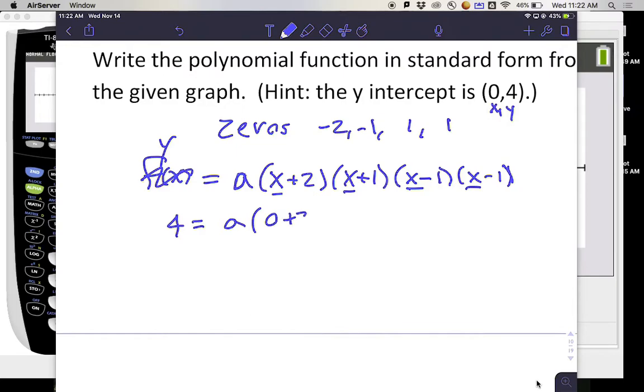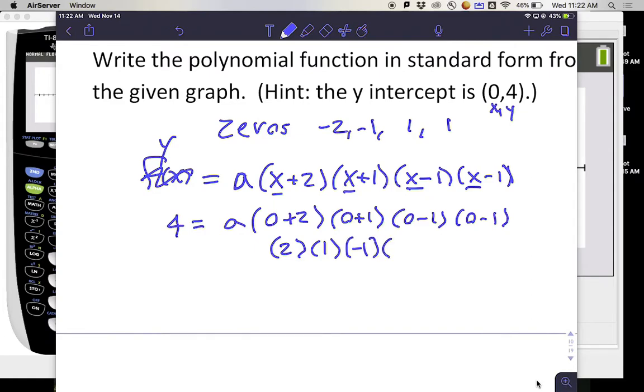So the first one is 0 plus 2. A lot of you guys are going to simplify that in your head right away as your first step, and that's fine if you do, but I'm going to write it out here for our notes. So you got all that stuff there, and this is 2 times 1 times -1 times -1. And then you still have a out in front. 2 times 1 is 2, -1 times -1 is +1, 2 times +1 is 2. So this will be 2a is equal to 4, and therefore a is equal to 2.